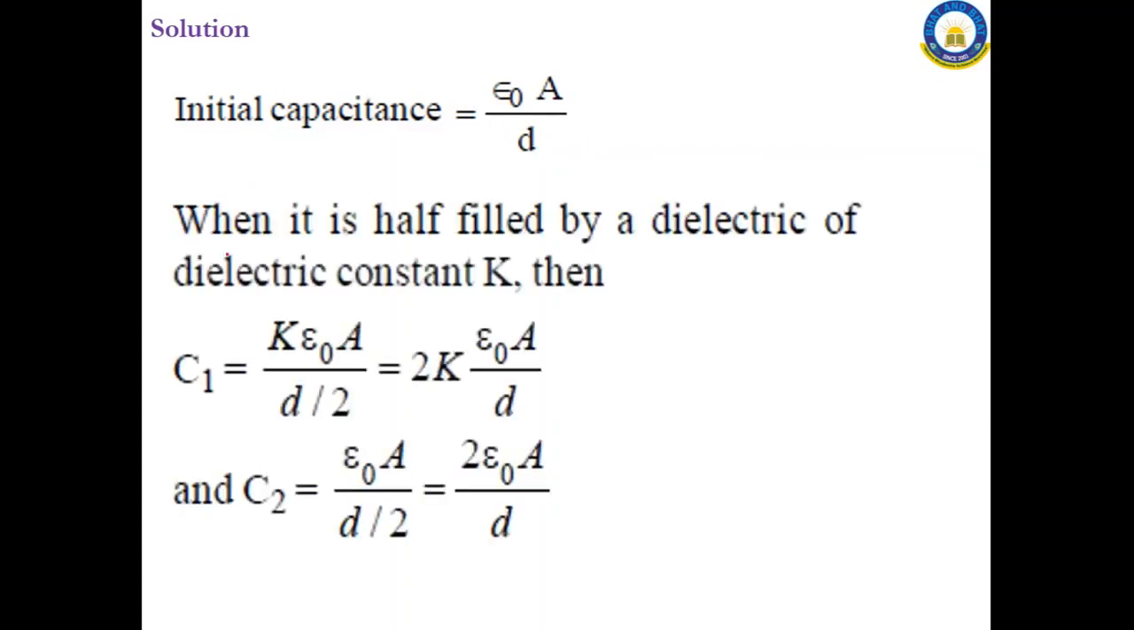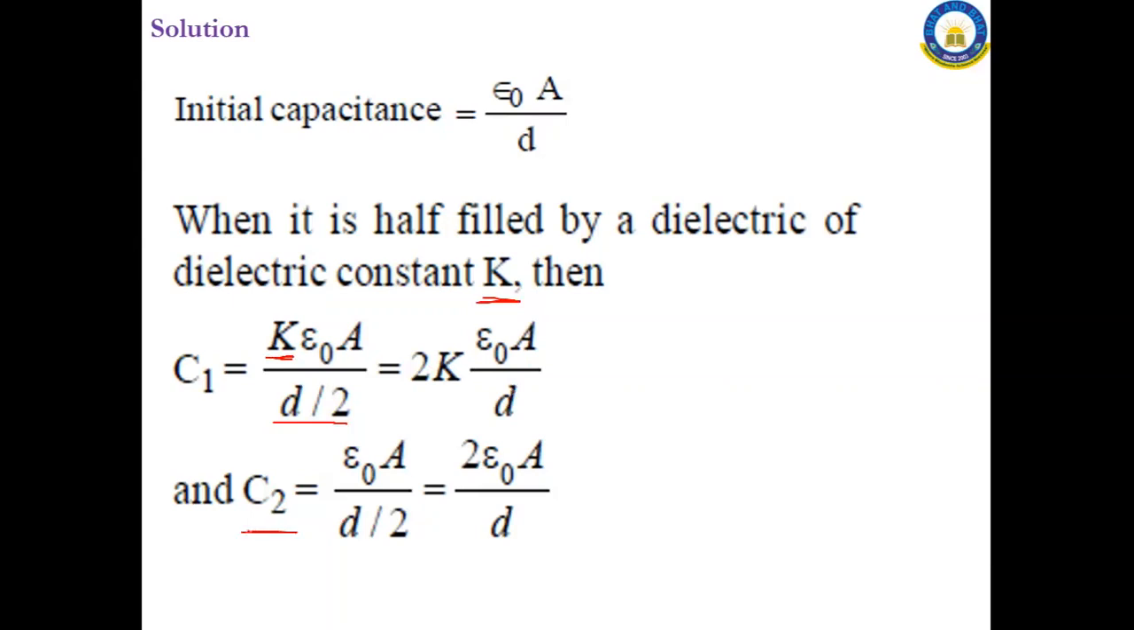Next, when it is half filled by a dielectric of dielectric constant K, you have now two capacitors. One is the capacitor having a dielectric constant K, another with the same air medium, right? But here the distance is now reduced to half. So first one, C1 is equal to epsilon naught K, K is now the dielectric constant, into A by d by 2. So you can just rearrange that: 2K epsilon naught A by d.